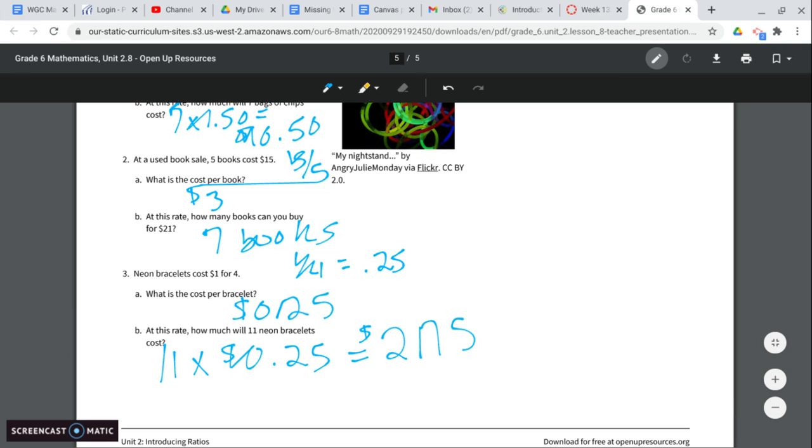So these are unit rates and our rates. Being able to find what it costs for one thing, so that we can find what it is for others, for a much greater amount, makes it easier. So those are unit rates.